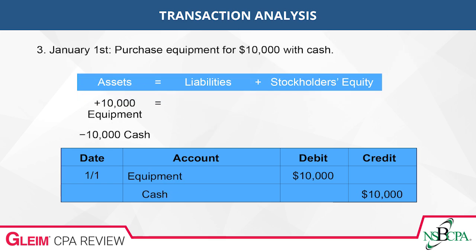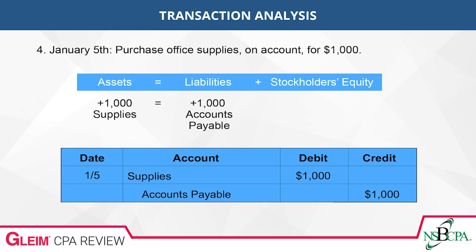Remember that this transaction had one asset increasing and one asset decreasing. The asset that is increasing, equipment, is increased with a debit. The asset that is decreasing, cash, is decreased by recording a credit in the journal entry.